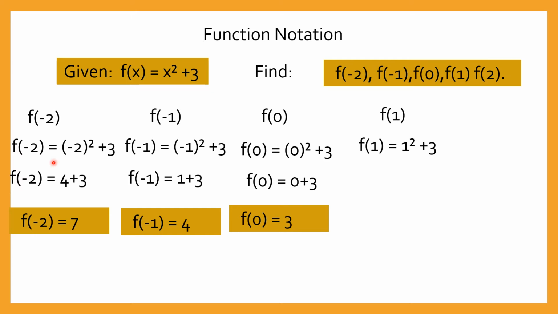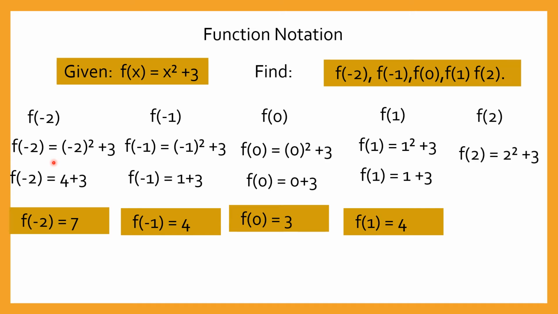And f of 1 is 1 squared plus 3, that is 1 plus 3, which is 4. And the last one, f of 2, is equal to 2 squared plus 3, that is 4 plus 3, which is equal to 7. Now again, -2, -1, 0, 1, 2 are the x values that we input, and this is also what we call the domain. But this is not the complete set of the domain because we can assign any values of x here, right? And every time we assign values of x, we have values of y. So here, 7, 4, 3, 4, 7 are values of y, but this is not the complete set of values of y, or what we call the range.